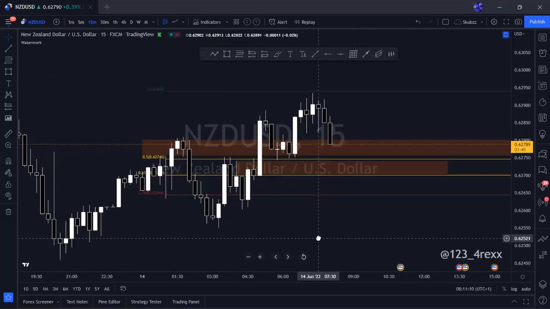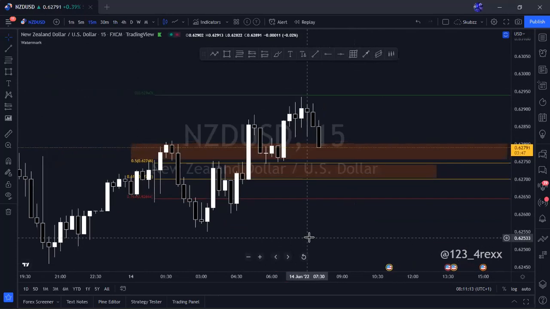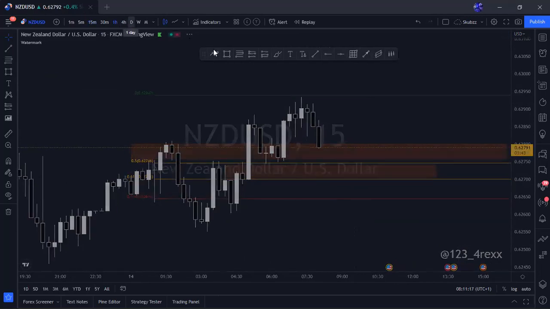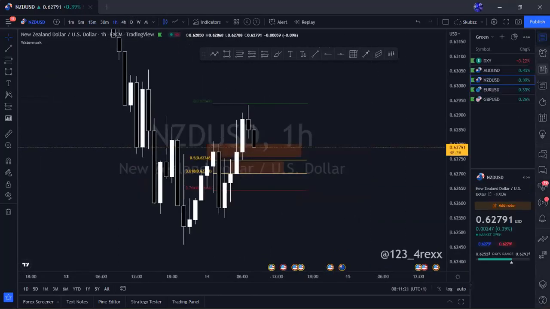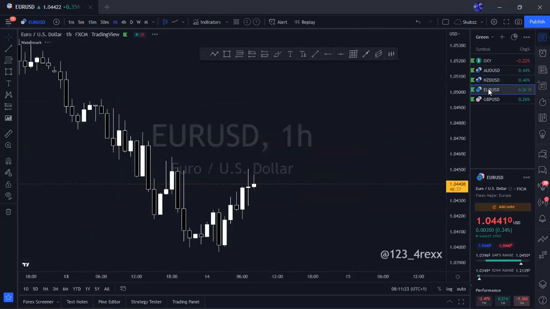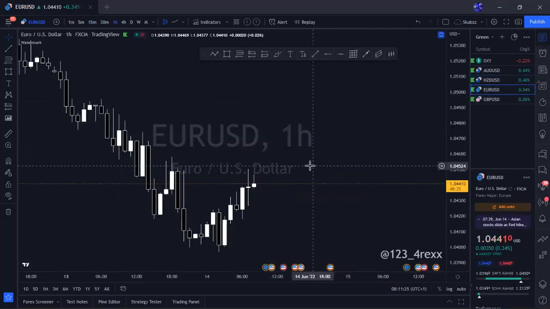But honestly, I don't think I'm going to bank on it. I might just leave it alone and wait for a clearer or better setup. Let's look at Euro USD. Euro USD has kind of shifted.